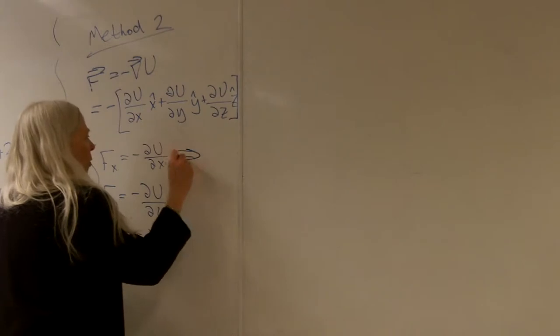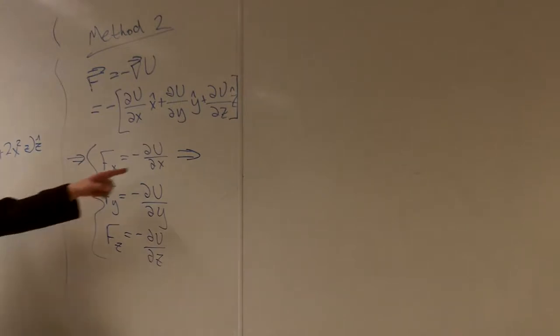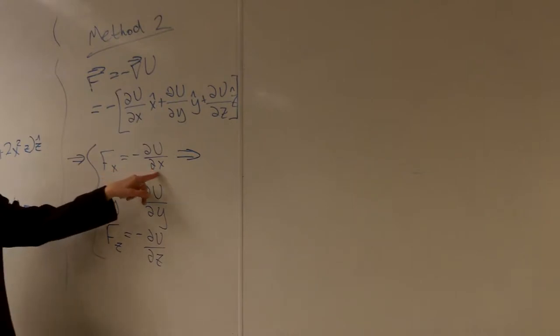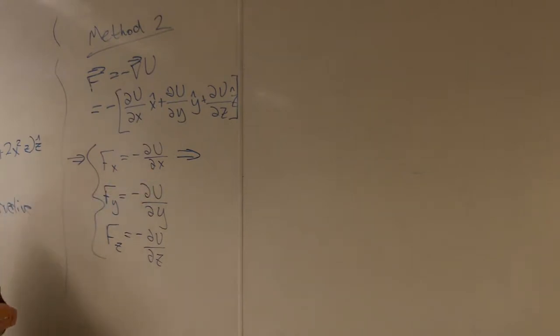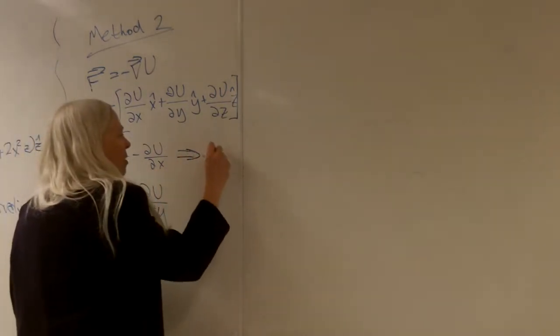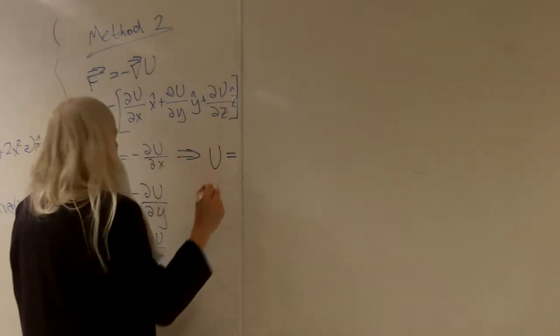Right? So all three of those would have to hold, right? Let's think of what each of these means. For f sub x to be equal to minus du dx, let's try to invert this and solve it for u. If we get f sub x by taking a derivative of u with respect to x, then we should be able to find u by doing an integral of f sub x with respect to x.